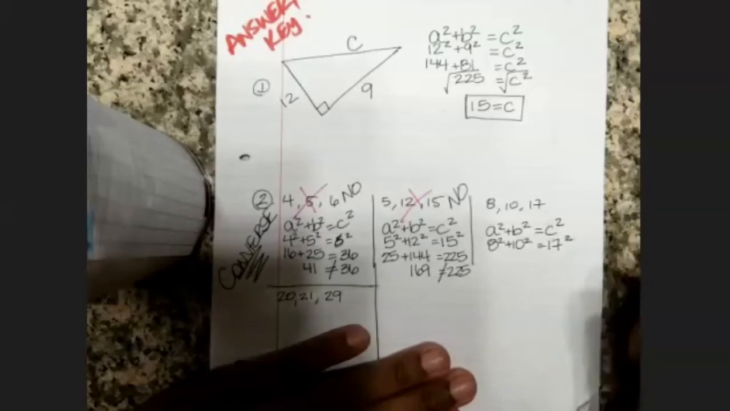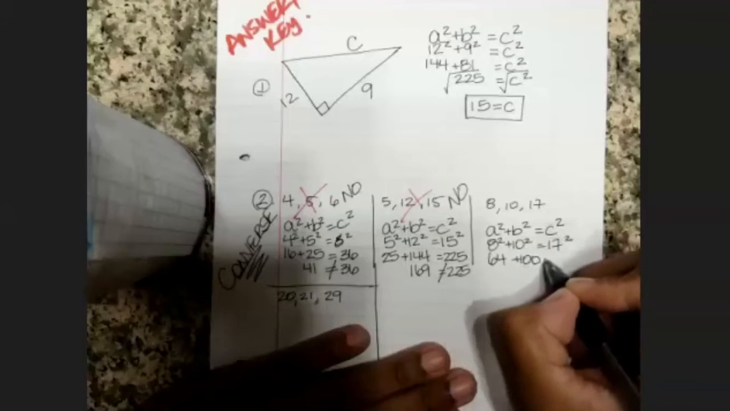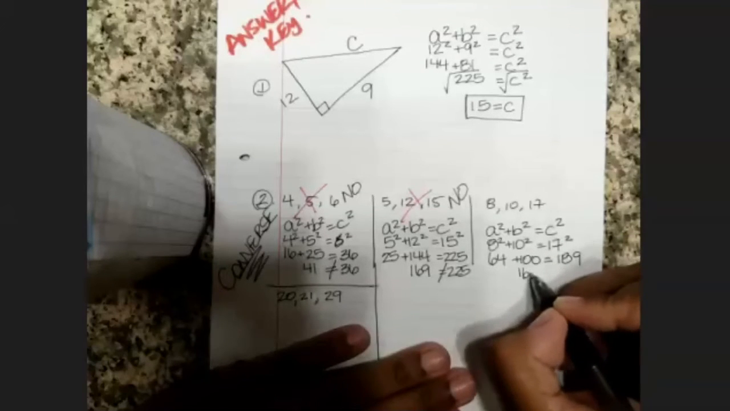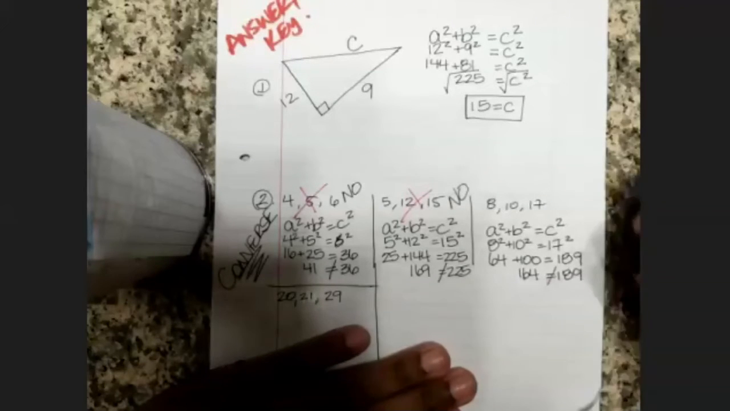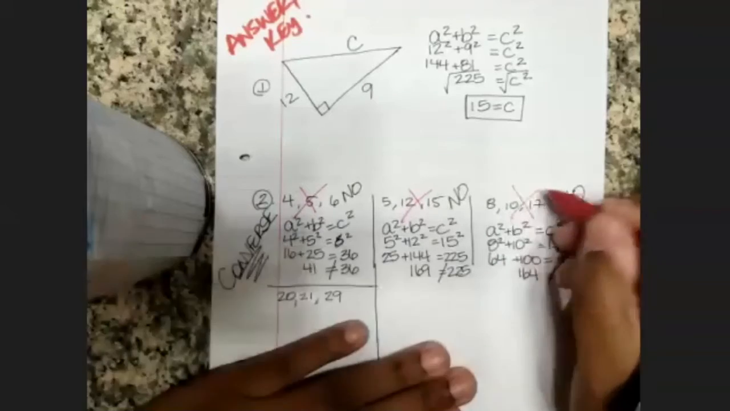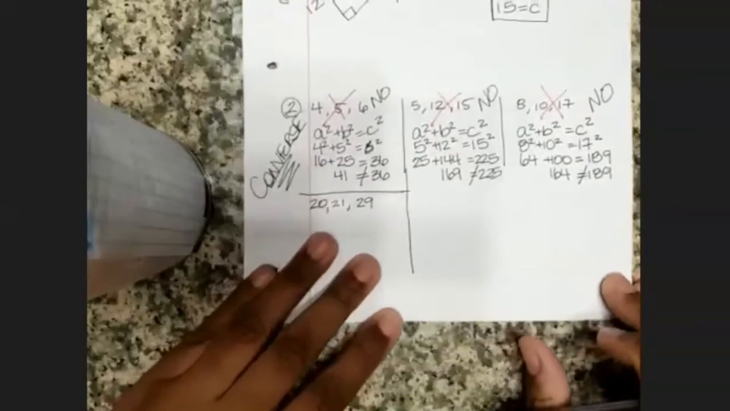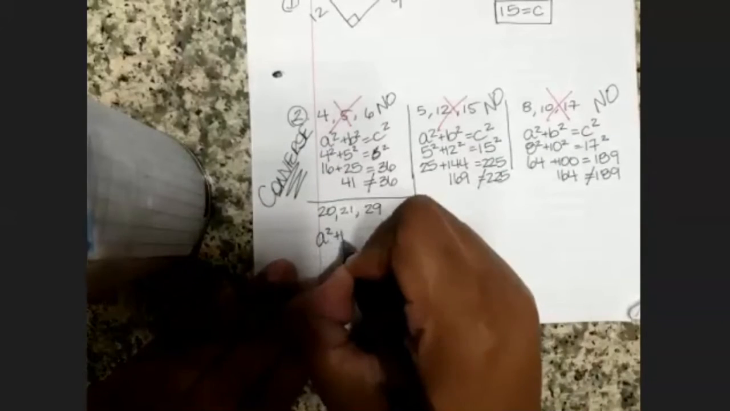Remember, 8 and 10 are the legs because they are the two smaller sides. The hypotenuse has to be the longest side or the largest number. So this set doesn't work either. So we know the last set has to be our correct answer, but let's just go ahead and plug those in so that we can see what a correct answer looks like.